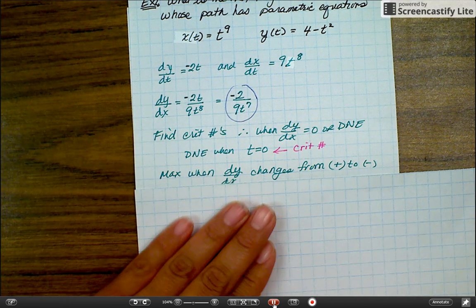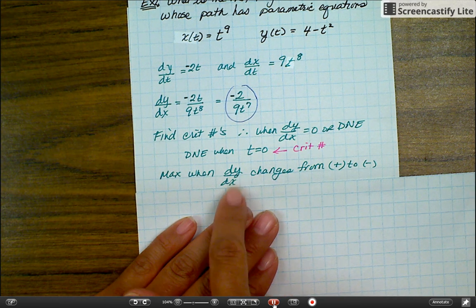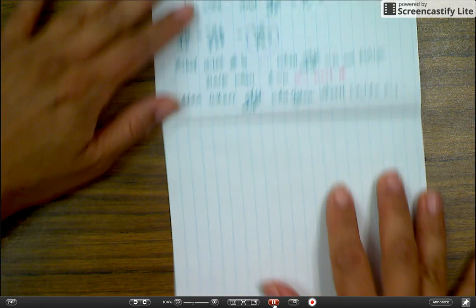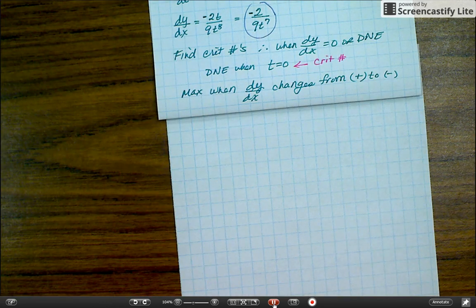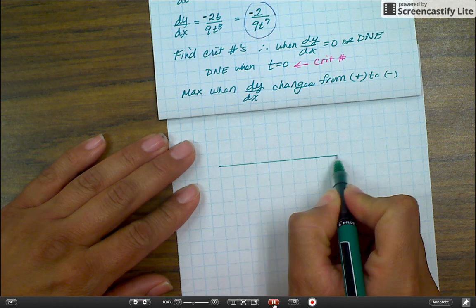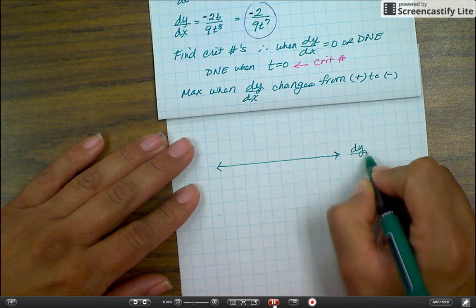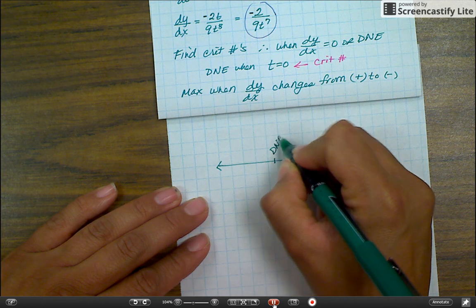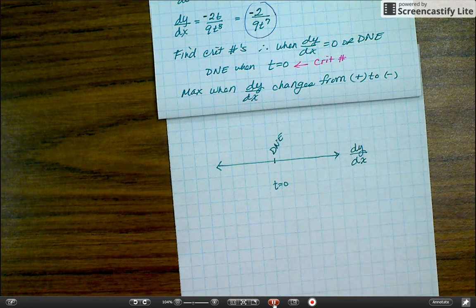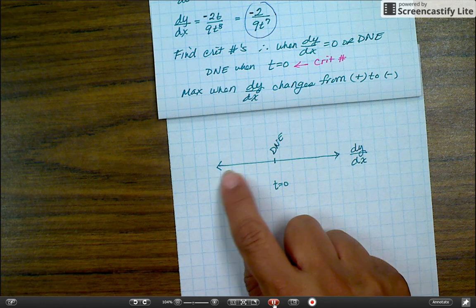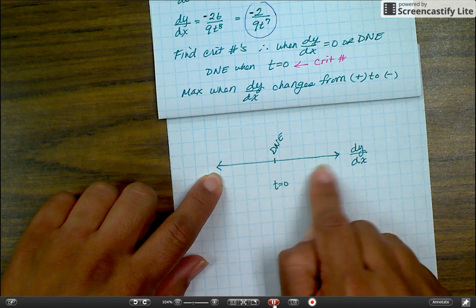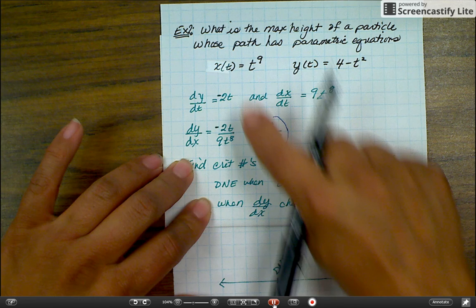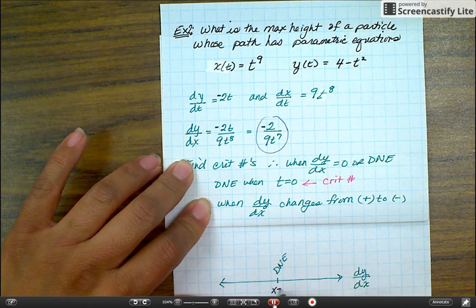So how do you find the maximum? That is when dy/dx changes from positive to negative. So we generally do a number line. So let me do a number line for dy/dx. Now, my first critical number does not exist, and that is when t is equal to 0. But generally when we did number lines, these were all x values. So when t is equal to 0, what is my x coordinate? That is 0. X is equal to 0.